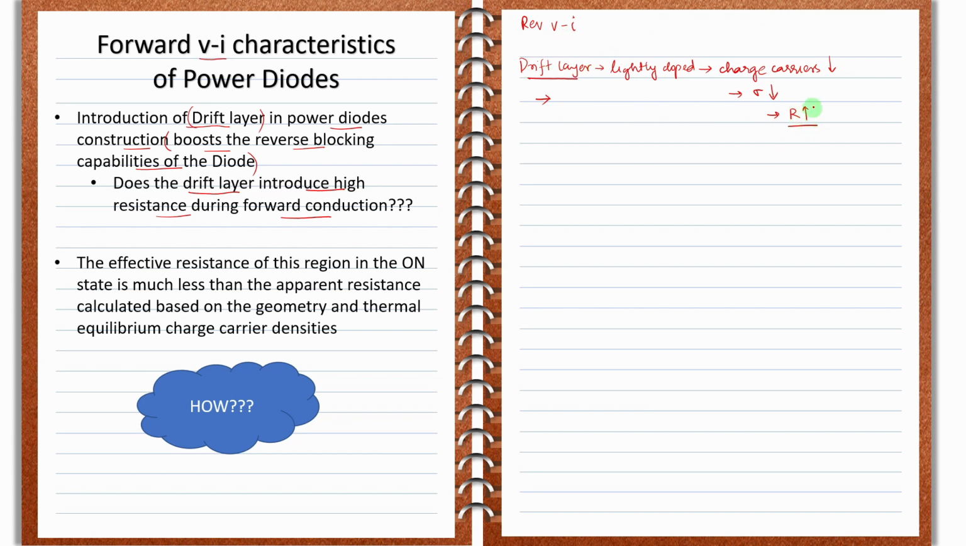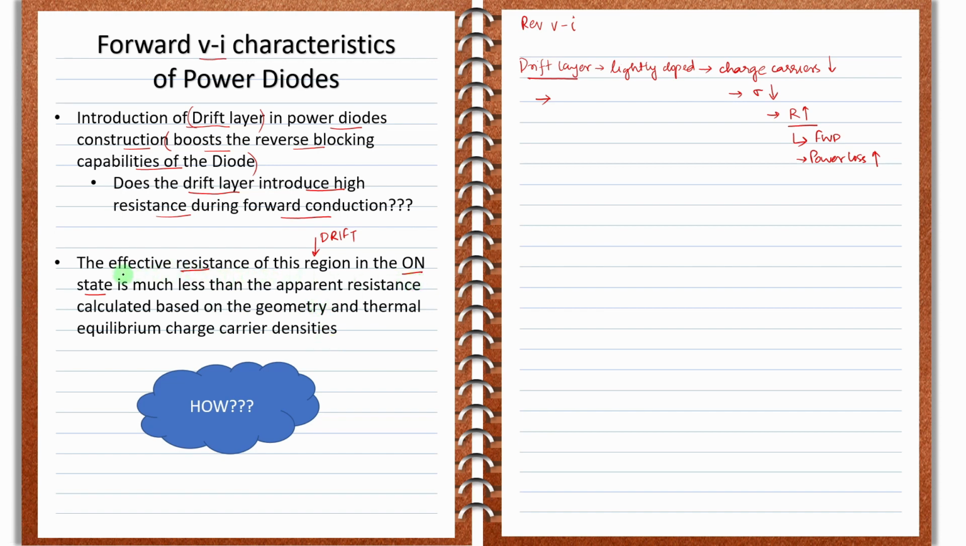By this explanation, it does look like there is going to be high resistance during forward conduction. And high resistance during forward conduction means the power loss would be high. But the answer to this question is that the effective resistance of this region, that is the drift region, in the on state or the forward conduction state, is much less than the apparent resistance calculated based on geometry and thermal equilibrium charge carrier densities. Let us understand this point properly.